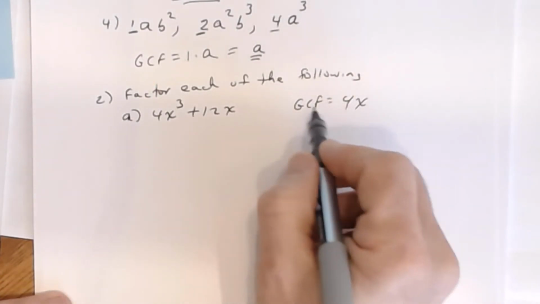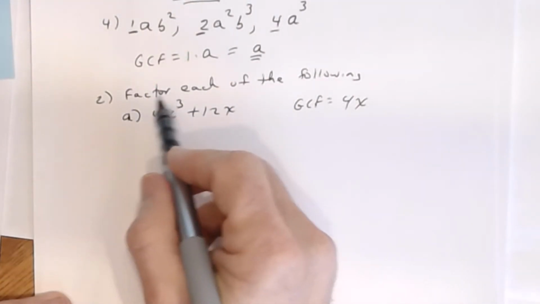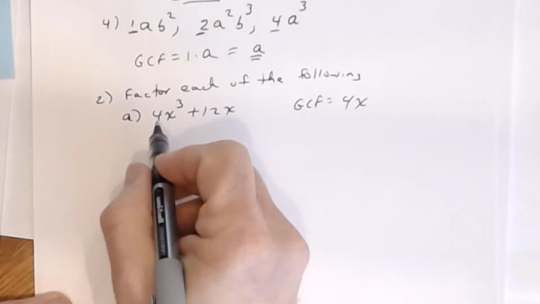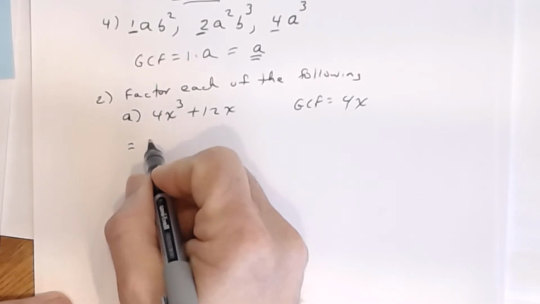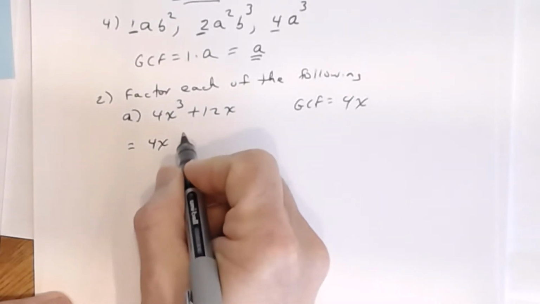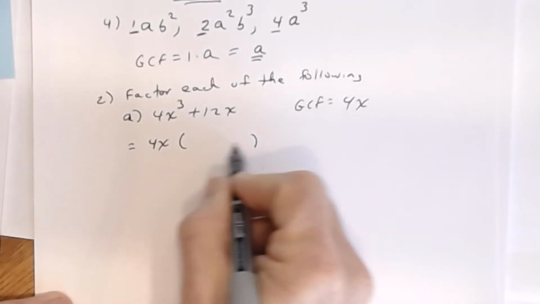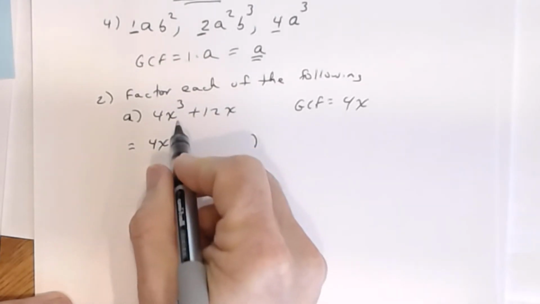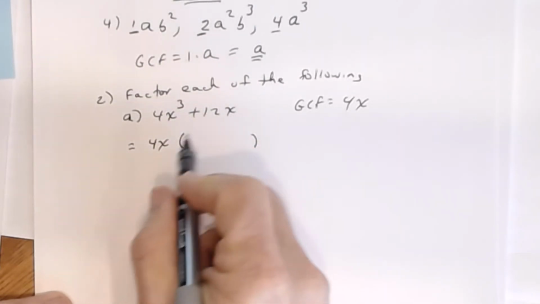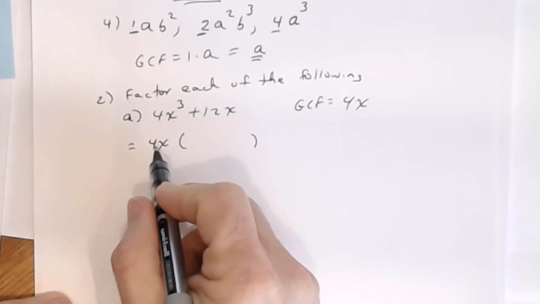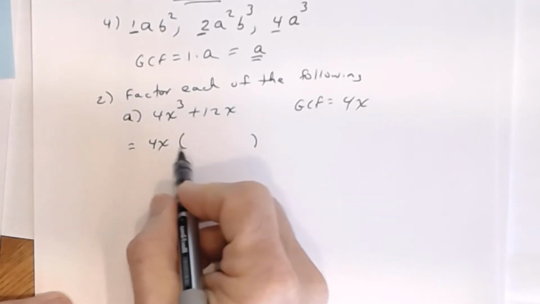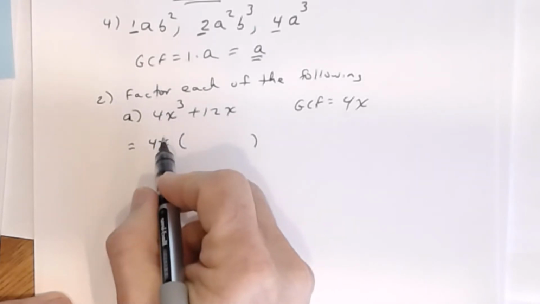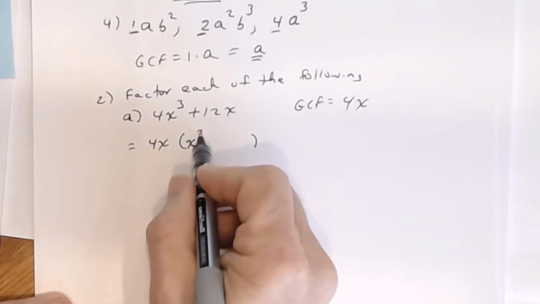Now be careful, that's not your answer. It says factor the following. So your answer is going to be this. You're going to put the GCF in front, so GCF times something that will give this back. And to figure out what goes here, all you have to do is think about the distributive property. 4x times what will give me 4x cubed? The answer is x squared.